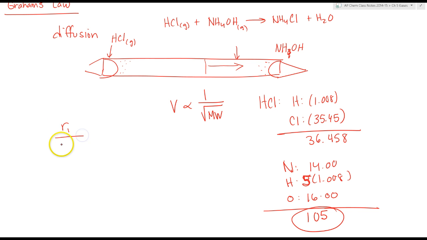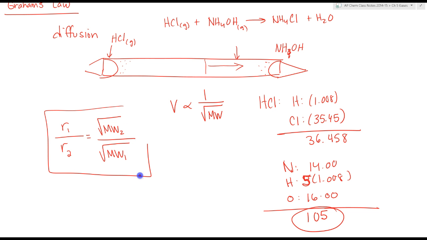It turns out that we can take all of this information and find that the rate of diffusion of one gas divided by the rate of diffusion of another gas is equal to their molecular weights. Notice it's molecular weight 2 over molecular weight 1. This equation, you don't need to memorize, but you need to understand how to use, in the sense that you need to understand the conceptual idea that the heavier gas moves slower. It is called Graham's law of diffusion.